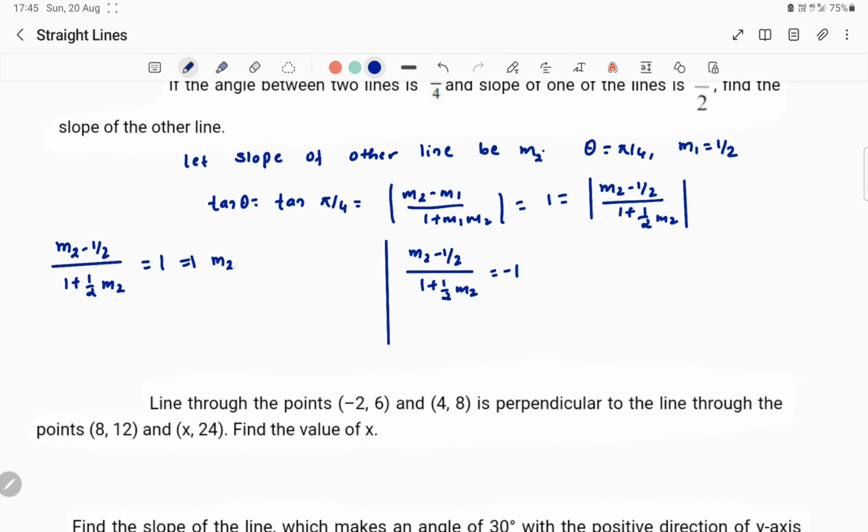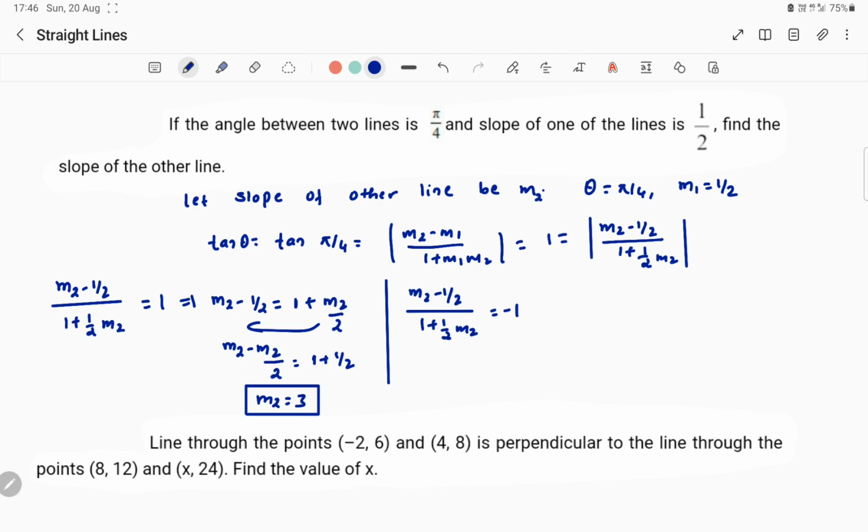Do cross multiplication quickly. The calculation you can also do on your own. 1 plus m2 by 2, this will come to this side, so we got m2 minus m2 by 2 is equal to 1 plus 1 by 2. So we can solve this. We got m2 is equal to 3. Is it okay? For the other one, basically there is no need to calculate. With logic also we can answer, but if you calculate it, you will find that m2 is minus 1 by 3. Now how am I able to say this answer directly? Because think like this: there is a line whose slope is 1 by 2.